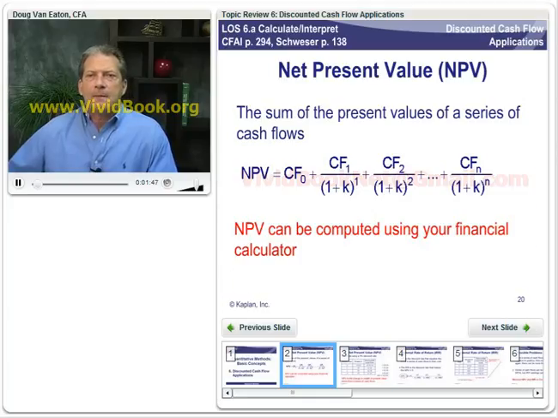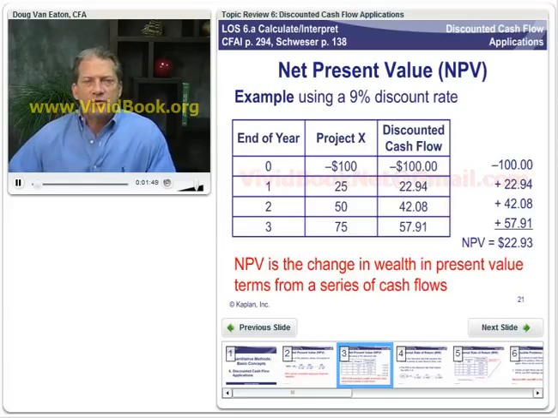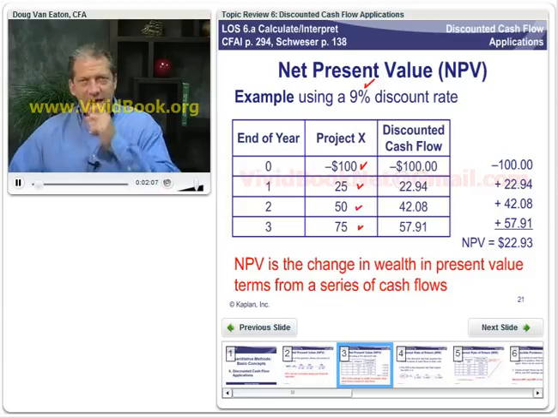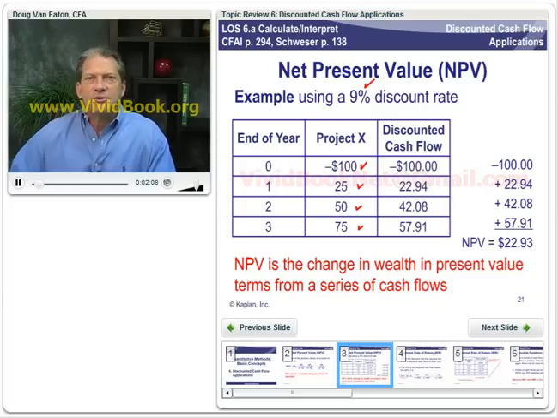So let's take a look at what an example looks like using some simple numbers. We're going to use a 9% discount rate here. Our project, we have an initial outlay of $100 today, and then we get back $25, $50, and $75. If we add those up, we see that those add up to $150. So there's some positive return here. We've got to find out if that positive return is higher than 9% or not.